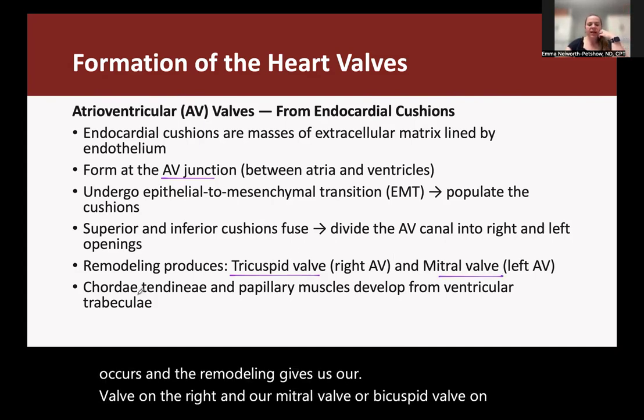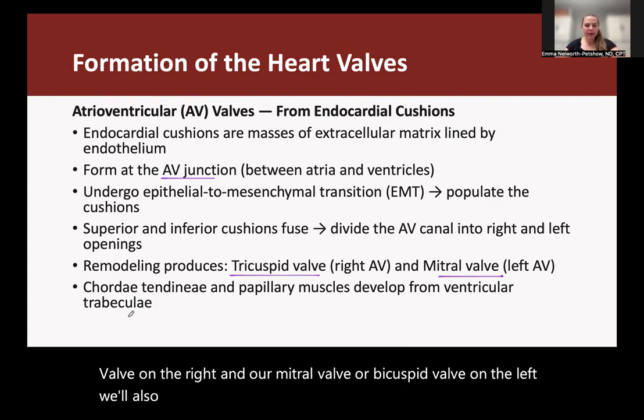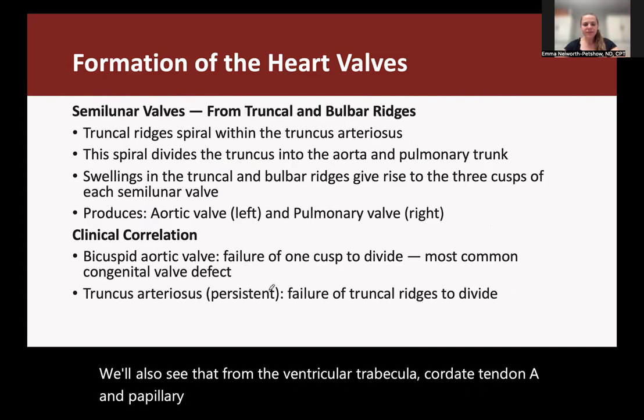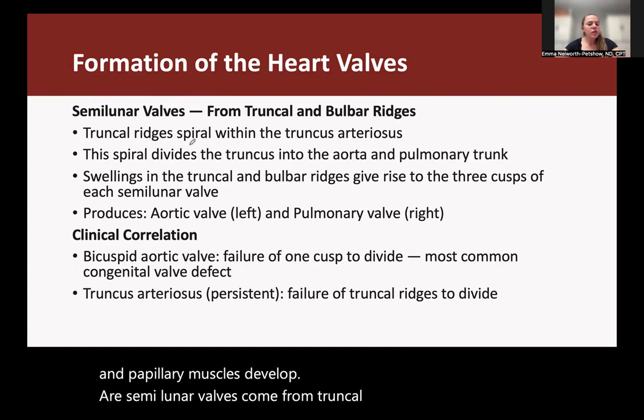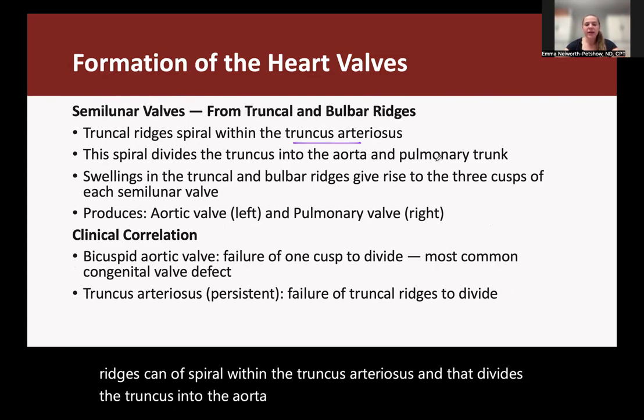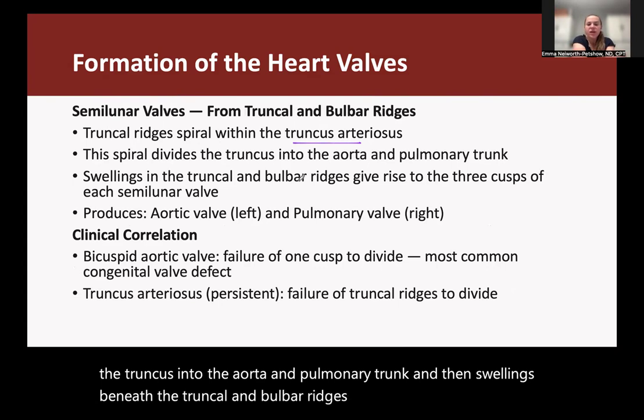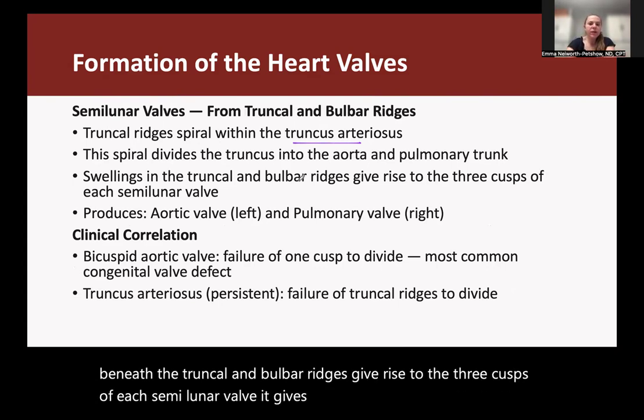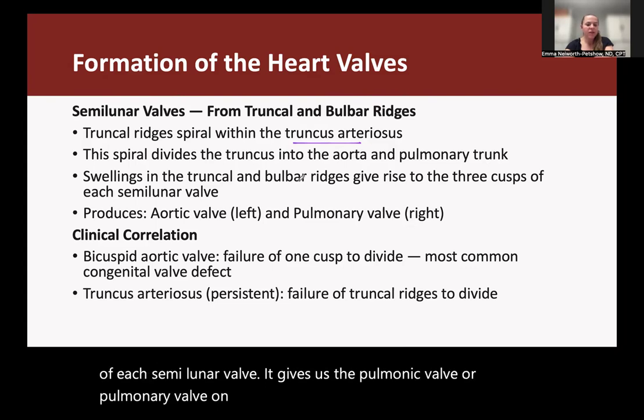We'll also see that from the ventricular trabecula, chordae tendineae and papillary muscles develop. Our semilunar valves come from truncal and bulbar ridges. Truncal ridges kind of spiral within the truncus arteriosus, and that divides the truncus into the aorta and pulmonary trunk. And then swellings beneath the truncal and bulbar ridges give rise to the three cusps of each semilunar valve. It gives us the pulmonic valve, or pulmonary valve, on the right and the aortic valve on the left.